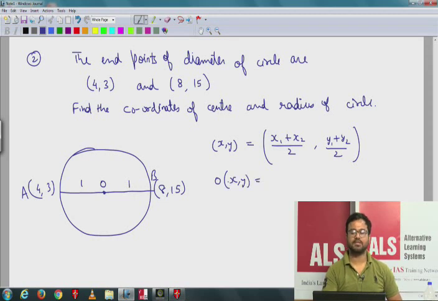So just substitute x1 plus x2 and y1 plus y2. So the center is the midpoint of the diameter. So using the midpoint formula, do it. Yes, the coordinates of the center are (x1 plus x2) divided by 2, comma (y1 plus y2) divided by 2.